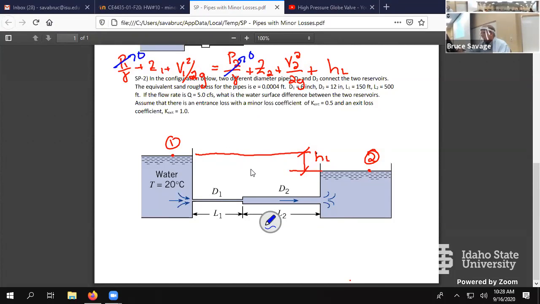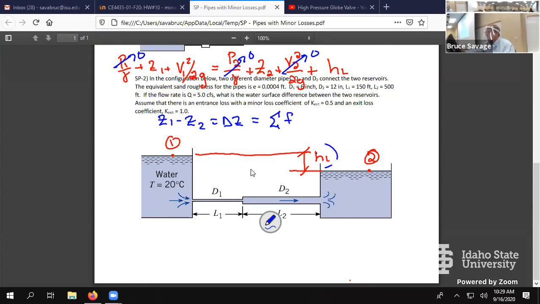Z sub 1, let's see, 2 reservoirs. Okay, so we don't know what this is, but we do know that Z sub 1 minus Z sub 2 is going to be that right there. So we get Z sub 1 minus Z sub 2, that's the delta Z that we're looking for. And this one goes to 0 as well. So delta Z is going to equal our head loss, which is going to be the sum, because now there's more than one pipe.